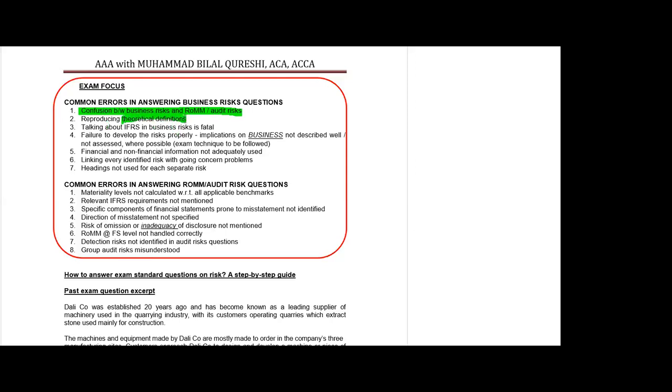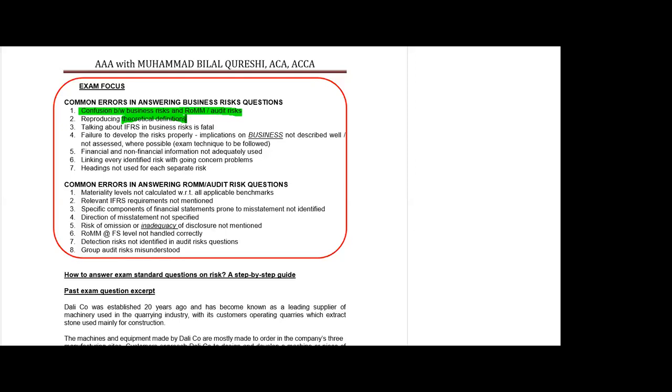Reproducing theoretical definitions. The probability of you being asked in the AAA exam to define a business risk, to define an audit risk, to define ROAM is 0.00001%. So please tailor your answers to the specifics of the scenario. Do not reproduce definitions of business risk, audit risk, ROAM unless you've been specifically asked to do that.